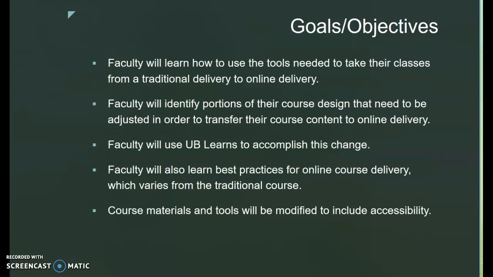So, our goals and objectives. Faculty will learn how to use the tools needed to take their classes from a traditional delivery to an online delivery. Faculty will identify portions of their course design that need to be adjusted in order to transfer their course content to an online delivery model. And faculty will use UB Learns to accomplish this change. Faculty will also learn best practices for online course delivery, which varies from traditional course delivery. Course materials and tools will be modified to include accessibility.